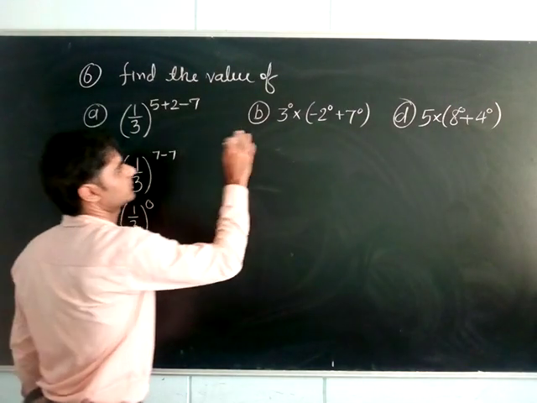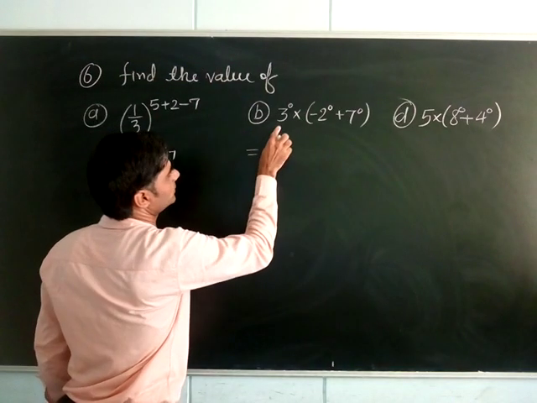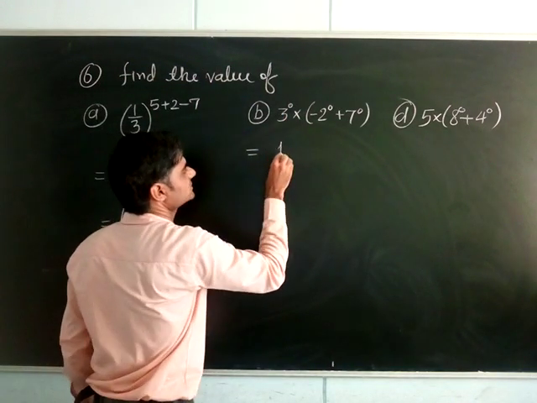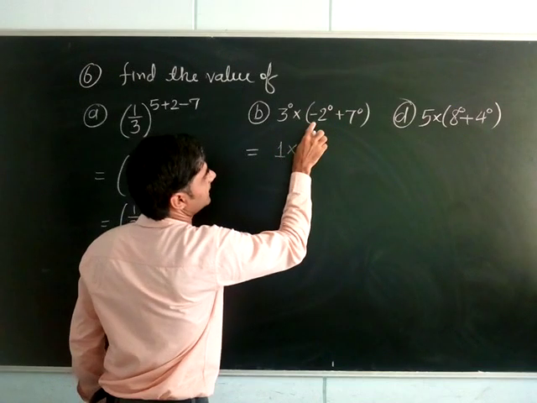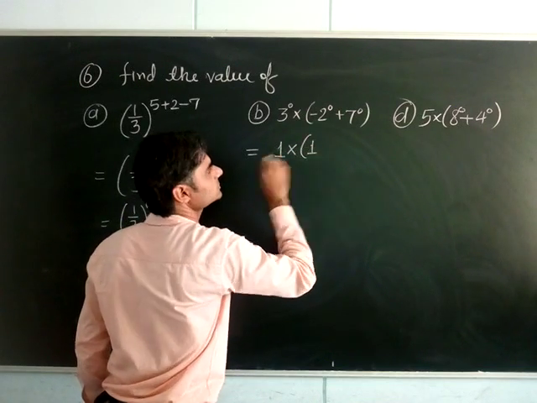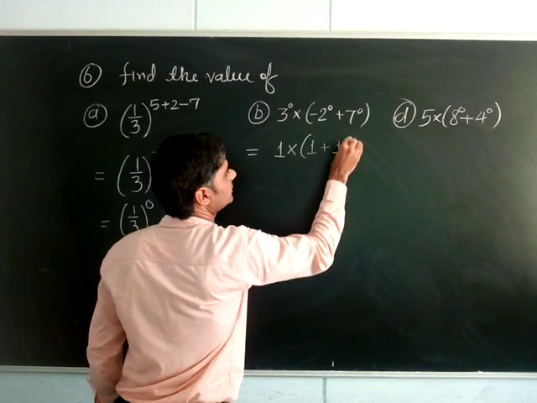Okay, if we talk about this one, 3 power 0 means 1 only, multiplied by minus 2 power 0, this is also 1, and 7 power 0, this is also 1.